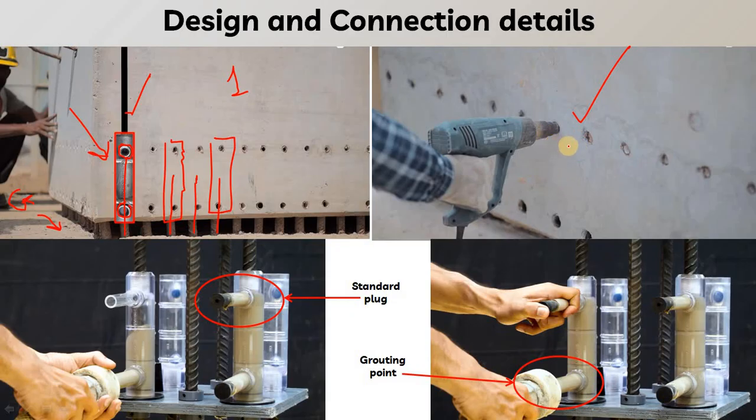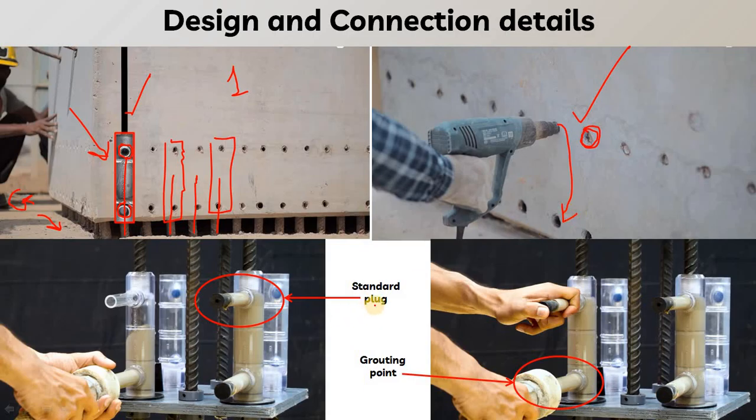Now it is time to grout this connection. So from the top hole we will pour the concrete, or we can say from the top we will first clean that hole. So here you can see this is the blower that is used to clean the hole, in which from the top we will blow the air, and from the bottom all the dust particles will come out.